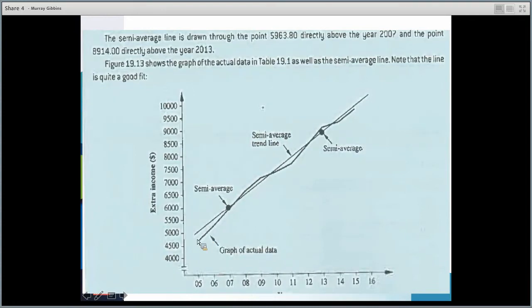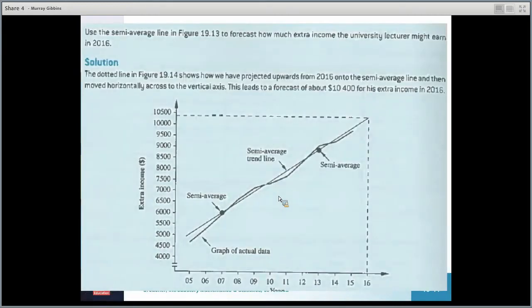And let's see how good it is as a measure of fit. So the real data, the actual plotted data, is moving up and down. Our semi-average line, there's the 2 points plotted that we talked about, and we draw the line, and it's a pretty good fit. The line is up and down over the line, but pretty close to it. That's what we'd like. We don't really want the line to be all the way below it or all the way above it. We want it to be pretty much crisscrossing the actual data. So that's a good fit. It's close to the line.